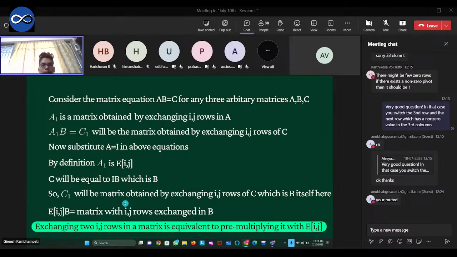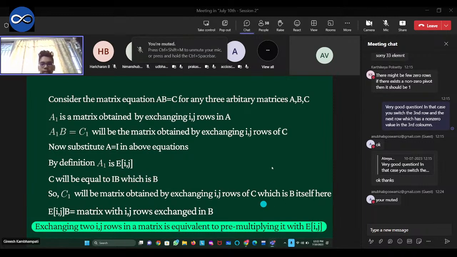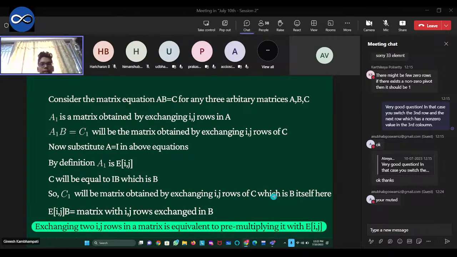Now what will C1 be? C1 will be the matrix obtained by exchanging the i and j rows of C, which is B itself here, because I into B is equal to B, so C is equal to B. So C1 is the matrix obtained by interchanging the i and j rows of B. So Eij into B is equal to the matrix with the i and j rows exchanged in B.